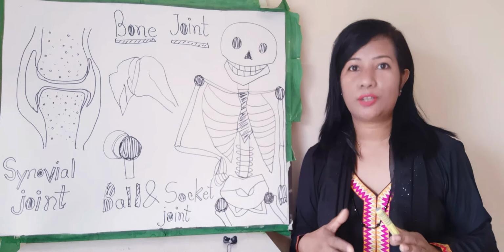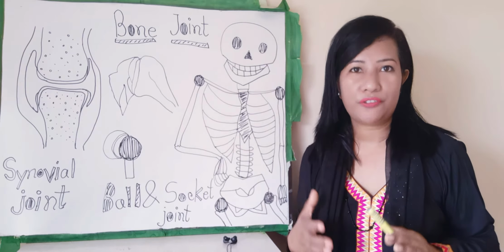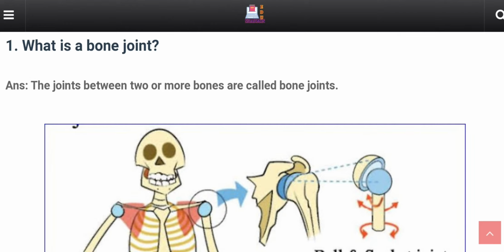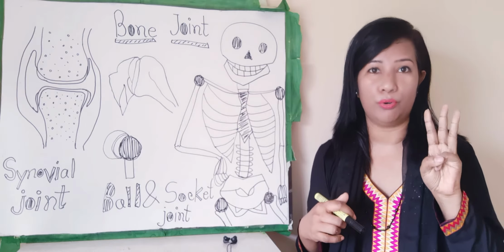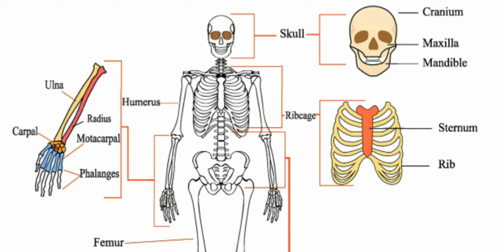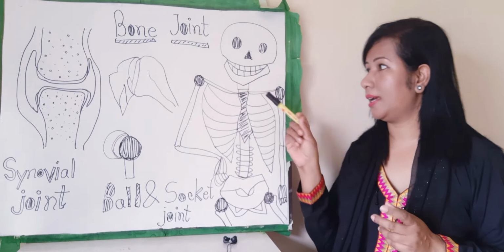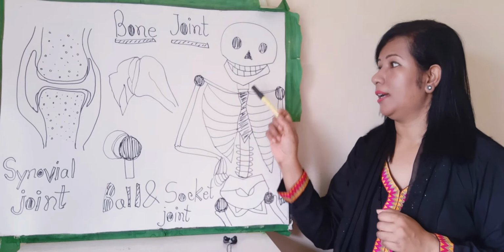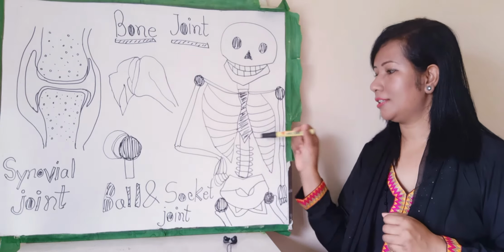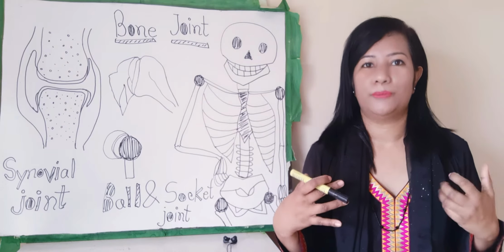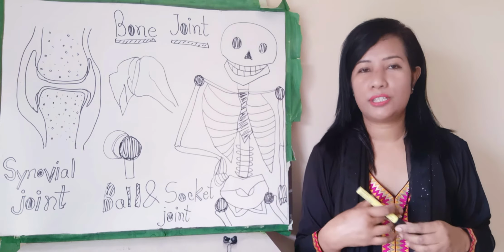Now I'm going to ask you, what is bone? Bone is a modified form of connective tissue. It's the hardest tissue of your body, and a junction between two or more bones is called a bone joint. If you see the skeletal system, here is a joint, here is a joint. Joints are everywhere, right? Otherwise you would not move.